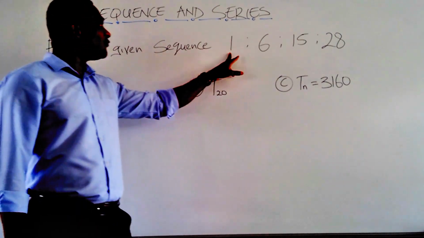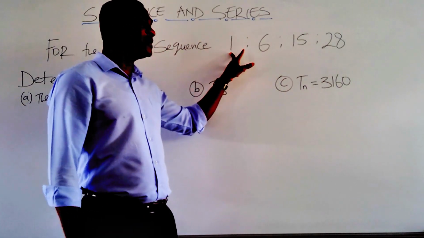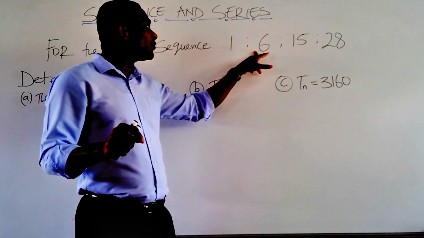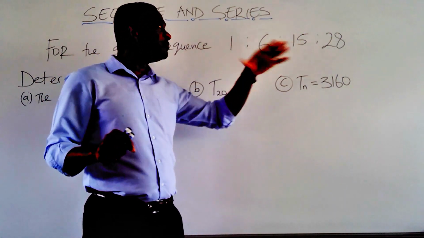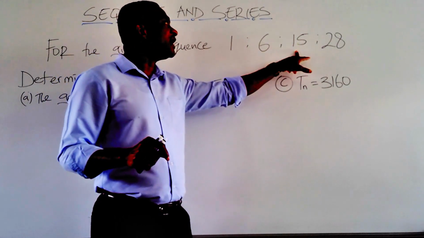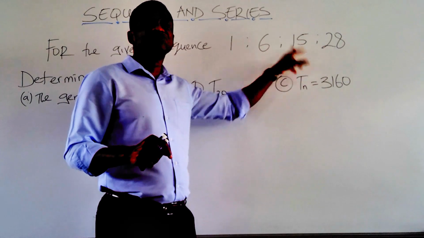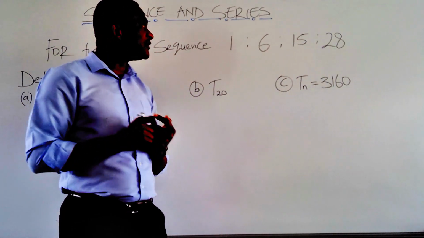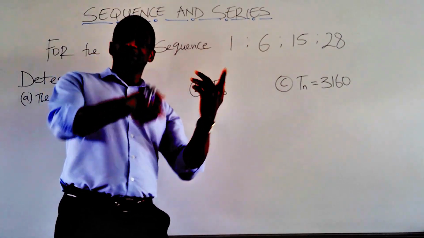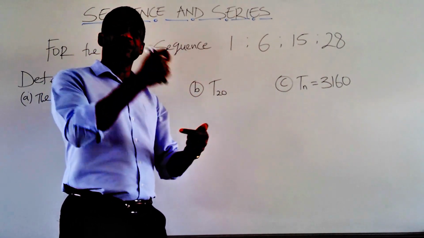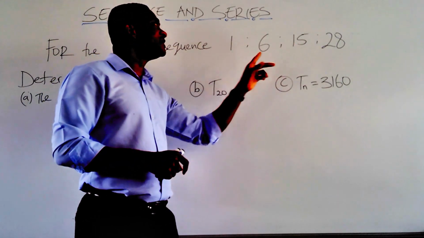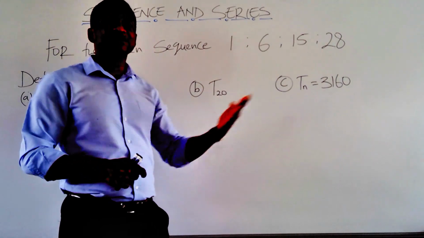Now let's look at this. We have 1 to 6. If we check the common difference, which characterizes the linear or the arithmetic, all the common differences must be equal before we conclude. We have here 5, and then we have here 9. So definitely it's not linear, it's not arithmetic. We check common ratio. 6 divided by 1 is 6, 15 divided by 6 is not 6. So that will not apply.